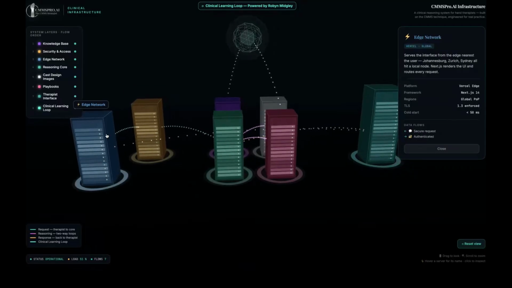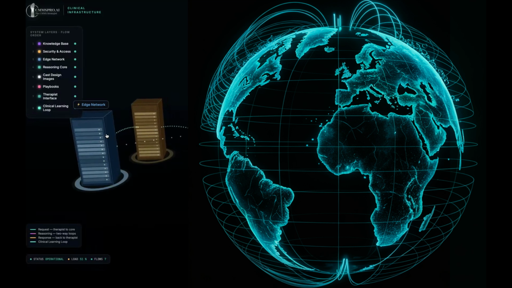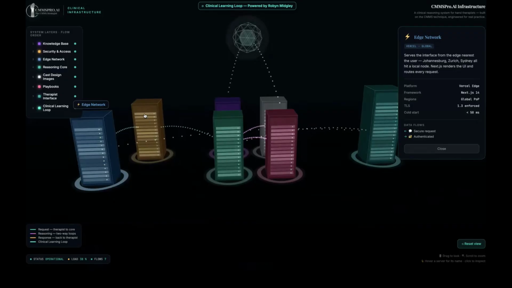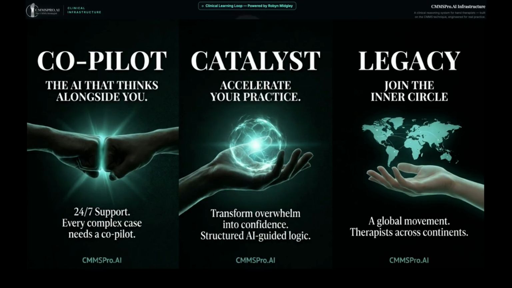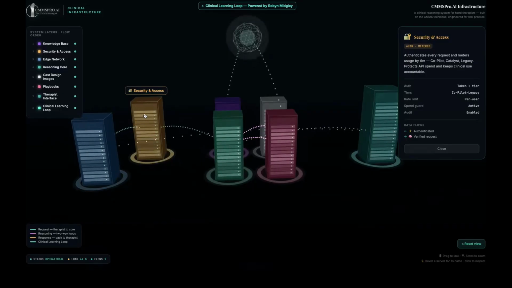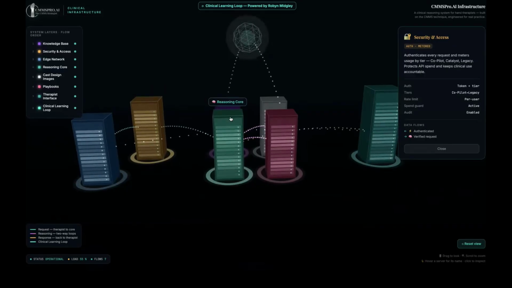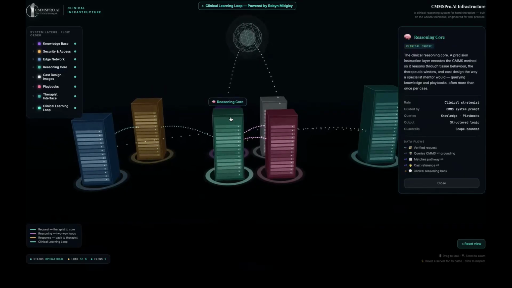And the request then travels left into the system to the edge network, which serves the request from the tower nearest the geographical location of the therapist. It then passes through to security and access, which authenticates the therapist and checks their subscription tier. Only a verified request reaches this engine, and then it will go to the core reasoning center, which is shown by the teal request stream moving inward.